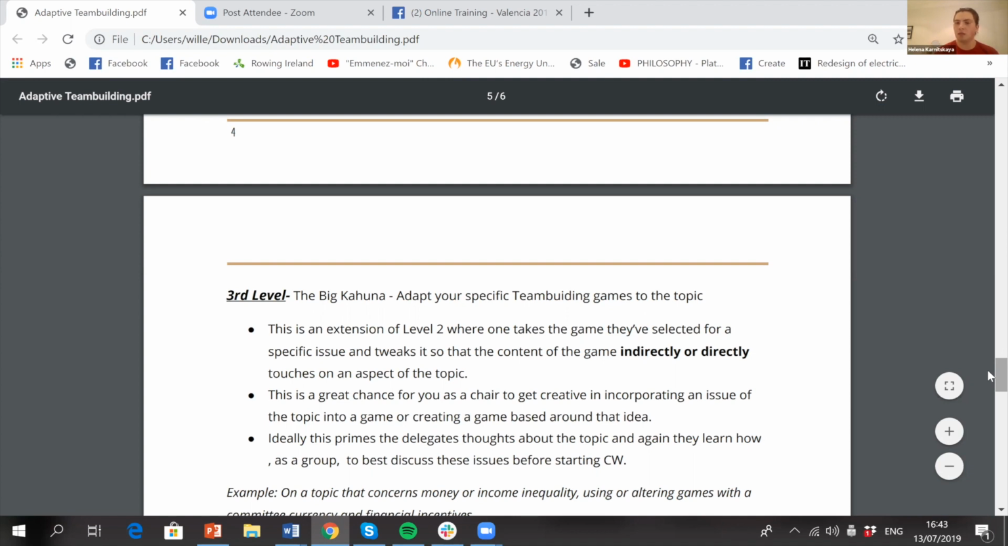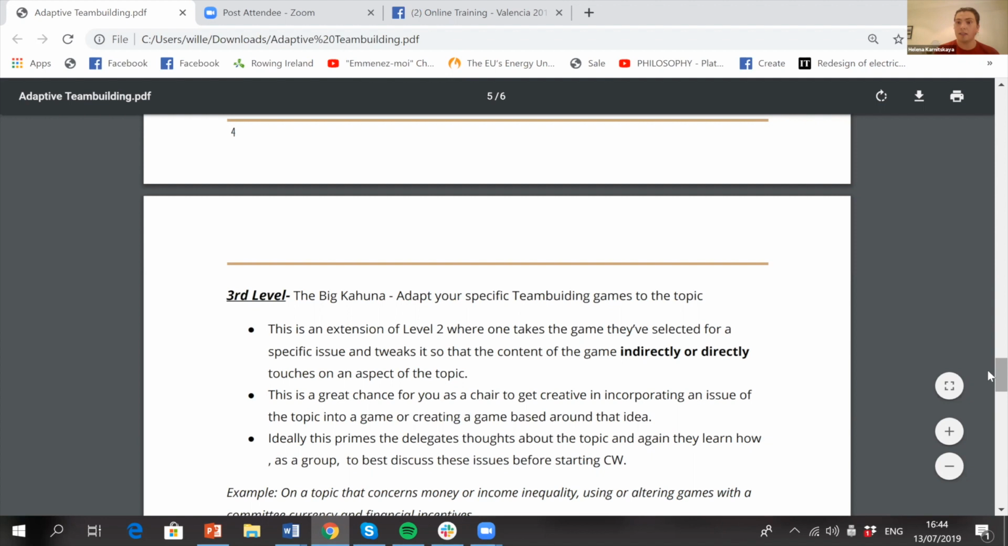For me, this is a great opportunity as a chair to get creative in incorporating the topic into team building and thinking of different ways that it can be done. And what is very good about this as well is that it gives you an insight into the delegates' instinctive feelings about the topic, and where their heads are at. What can be really helpful is that they've already danced around the topic a little bit, and thought about things and worked things out even before they start on committee work, which as a chair, knowing that, and delegates actually going through that as well, can be very helpful.